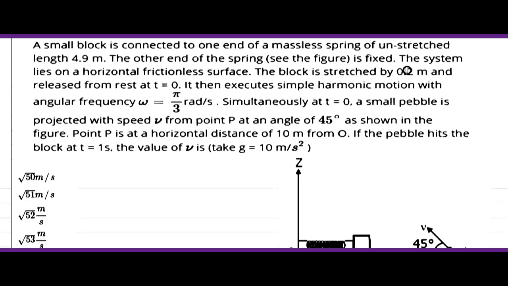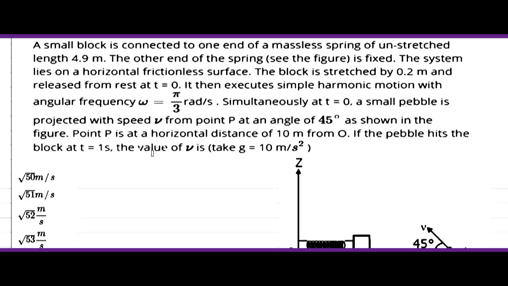The block is stretched by 0.2 meters and released from rest at t equals 0. It then executes simple harmonic motion with angular frequency omega given as pi by 3 radians per second. Simultaneously at t equals 0, a small pebble is projected with speed v from point P at an angle of 45 degrees, as shown in the figure.